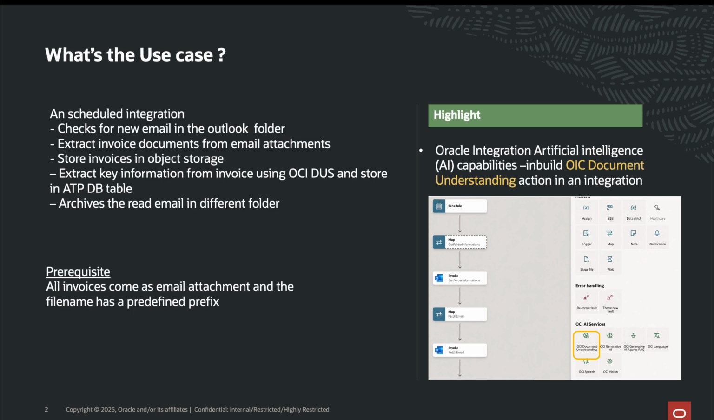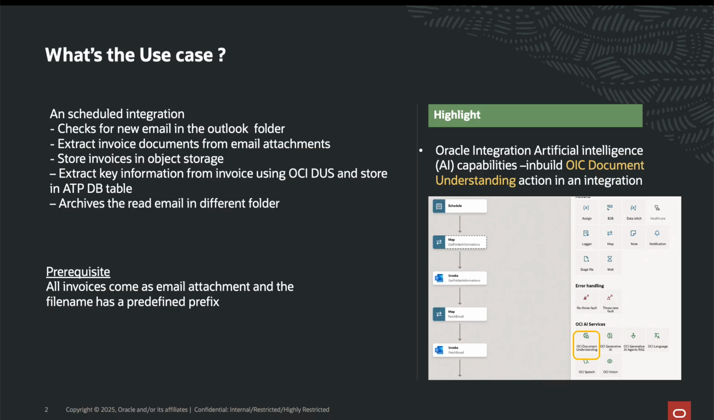Now for this solution to work, there is a prerequisite that all the invoices that come as email attachments should have a particular predefined prefix to the file name, right? Because your email might have other attachments coming, or even sometimes if the signature has a picture, that is also considered an attachment for the process, right?